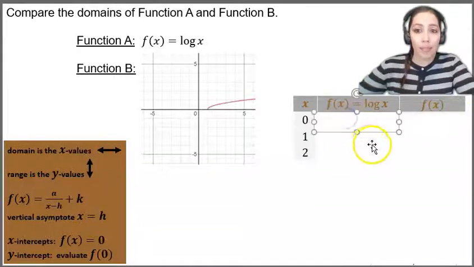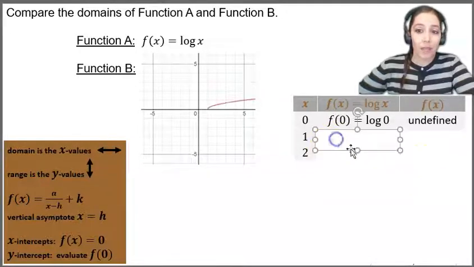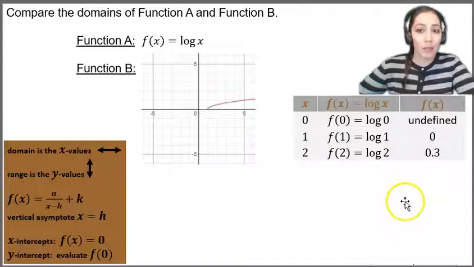So I'm going to go ahead and plug in 0 everywhere there's an x, so I have log of 0. When I take the log of 0, it actually gives me an error in my calculator. It's actually undefined there. When I plug in a 1, log of 1 is 0. When I plug in 2 for x, log of 2 is equal to approximately 0.3.